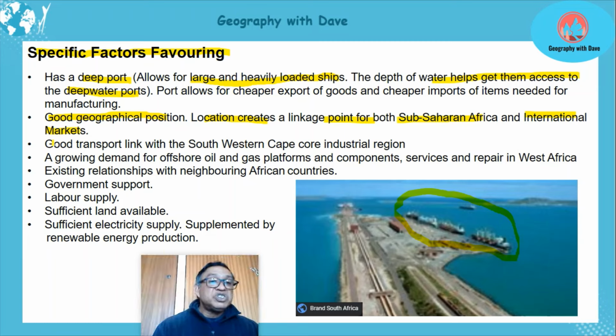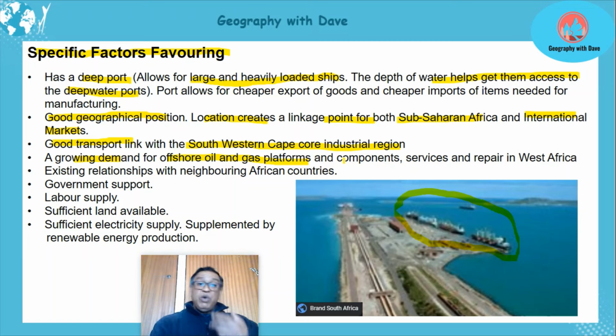Then, good transport link with Southwestern Core Industrial Region. If they want to send stuff out there, the accessibility is good. Growing demand for offshore oil and gas platforms. There's a demand for it. You must know there's oil in Africa, etc. So there's a demand for it.